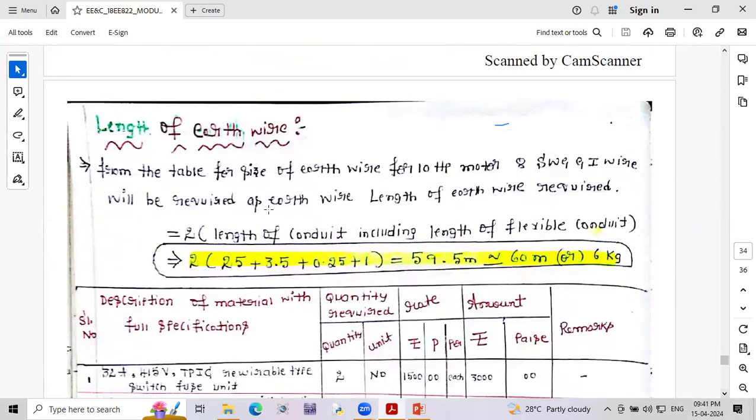Okay, next one, length of the earth wire from starting to ending, 2 numbers. Why? Because every component we need to cover with 2 wires. So 2 lengths of the conduit including the length of the flexible conduit: 2 into 25 plus 3.5 plus 0.25 plus 1, and we are going to get 60 meters. 10 meters is equal to 1 kg, total 60 kg. How to calculate this value I will tell you.